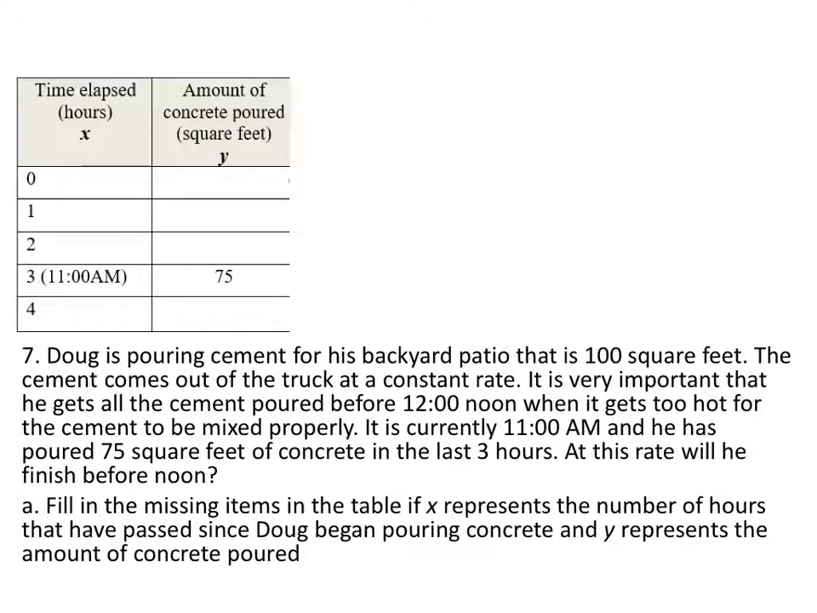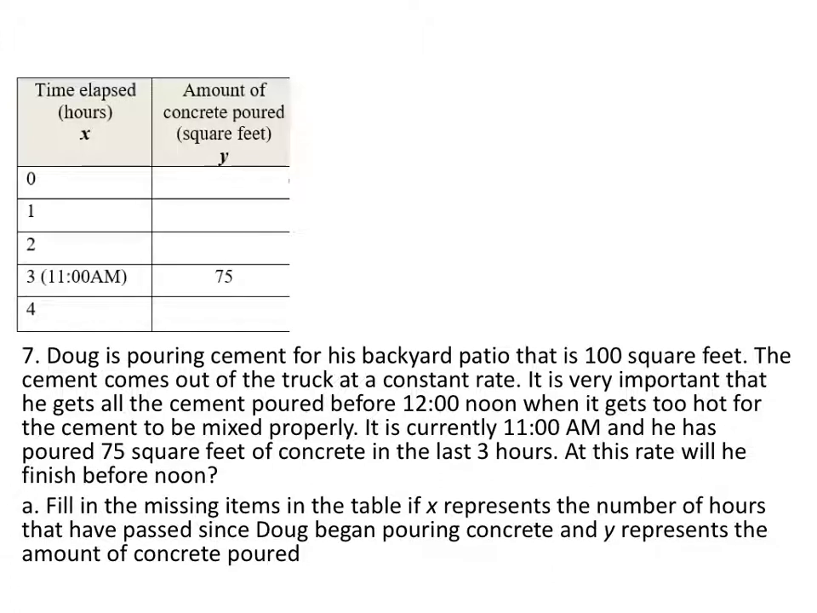All right, number 7. Doug is pouring cement for his backyard patio that is 100 square feet. The cement comes out of the truck at a constant rate. It is very important he gets all the cement poured before 12 o'clock noon, when it gets too hot for the cement to be mixed properly. It is currently 11 a.m. and he has poured 75 square feet of concrete in the last 3 hours. At this rate, will he finish before noon?